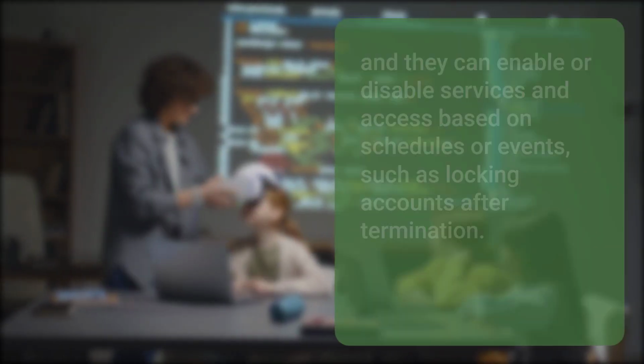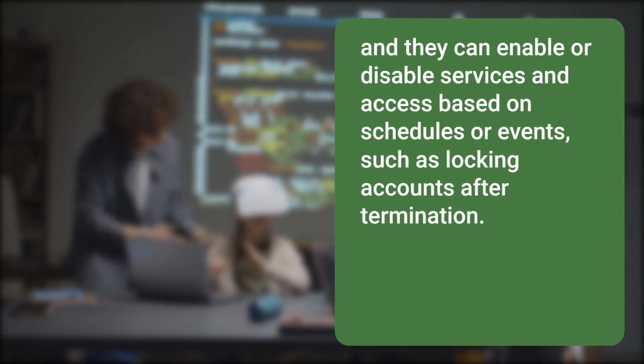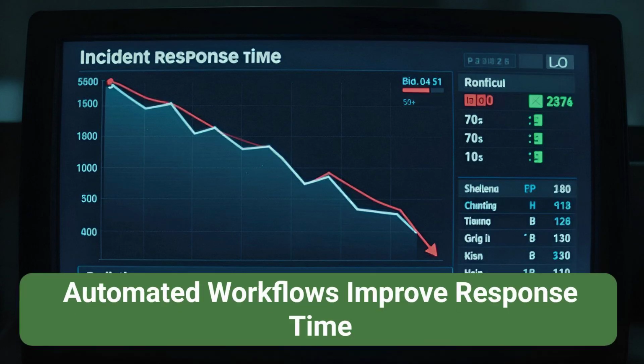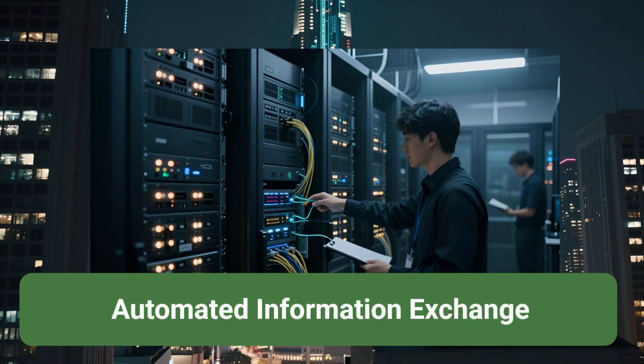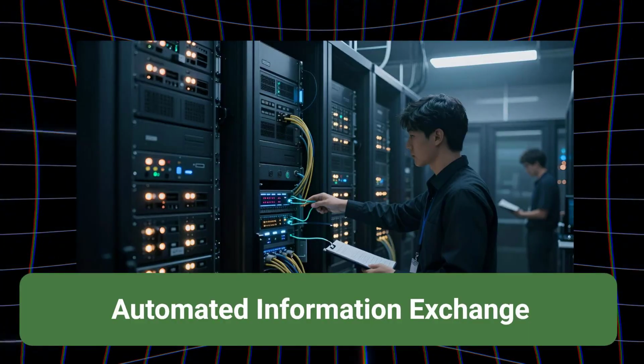And they can enable or disable services and access based on schedules or events, such as locking accounts after termination. On the exam, when access is automatically removed or incidents are automatically escalated, the correct concept is automated workflows improving response time. Automation is also critical for continuous integration and testing, where builds, updates, and security tests run automatically, and for integrations using APIs so different systems can communicate and share data securely. In a scenario where applications exchange information without human intervention, the correct idea is automation through scripting and API integration.